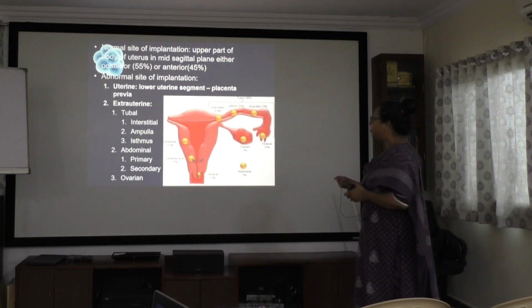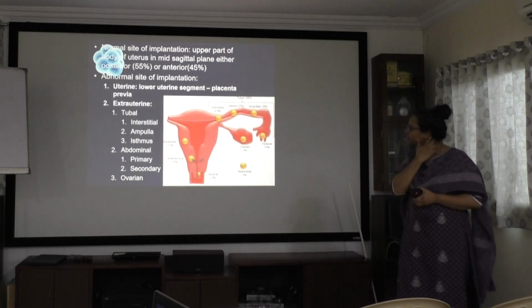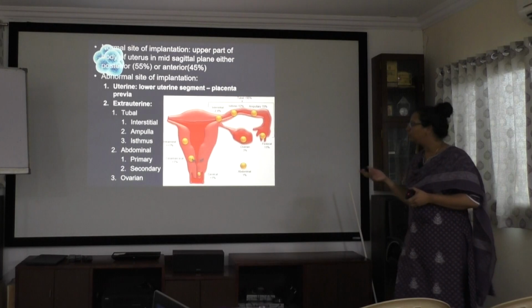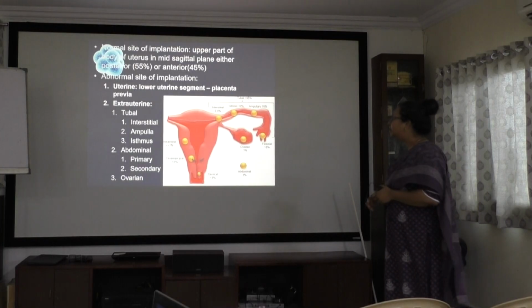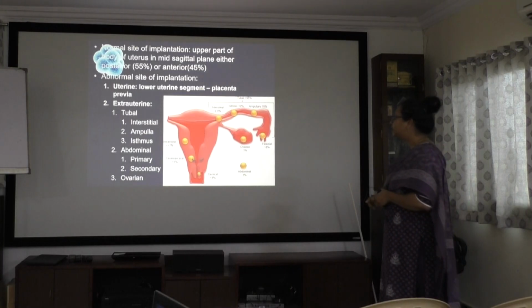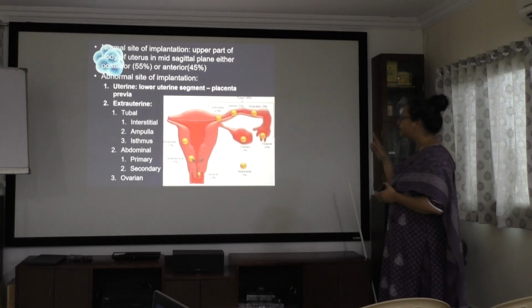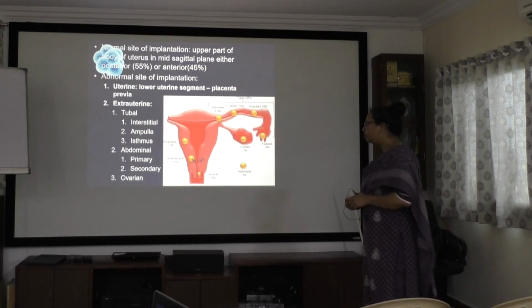The placenta previa is again divided into types, two types majorly, complete or partial placenta previa. Extrauterine implantation may take place in the tubal region, which is more common, and depending upon the incidence, interstitial is more common than the ampullary and the isthmus region.